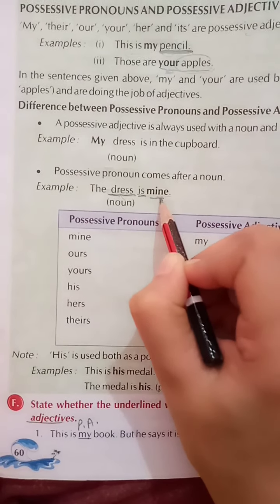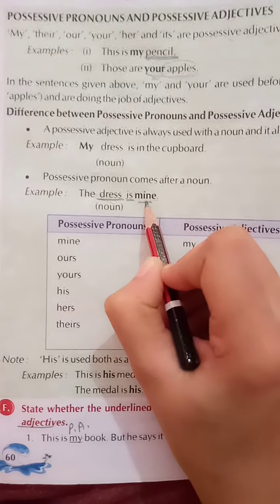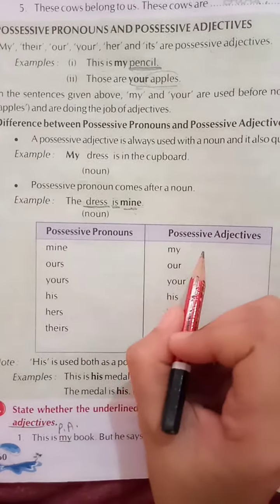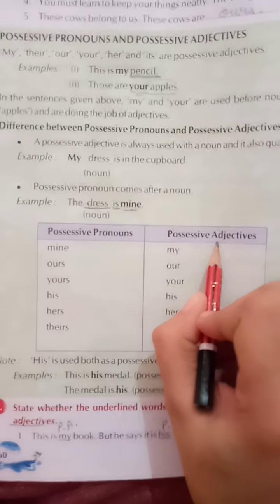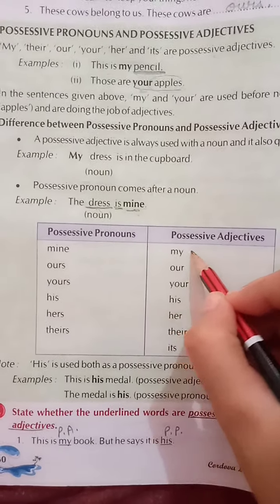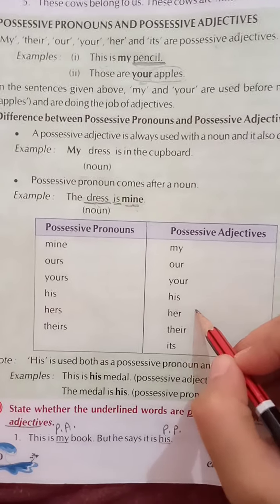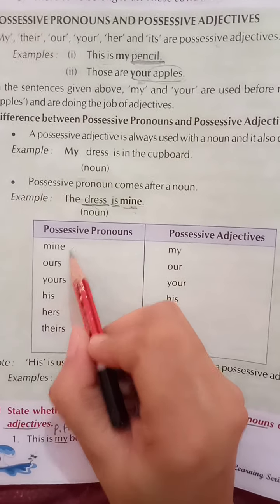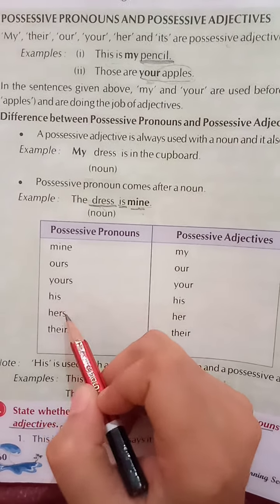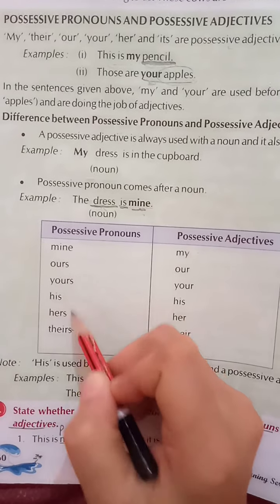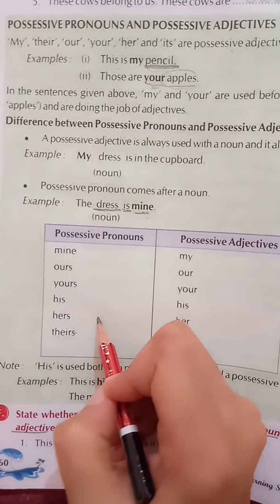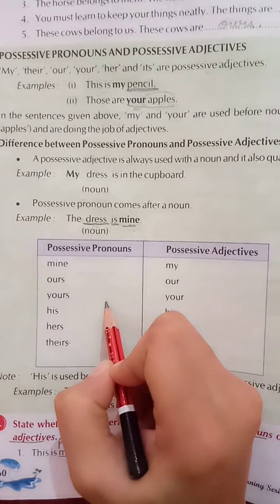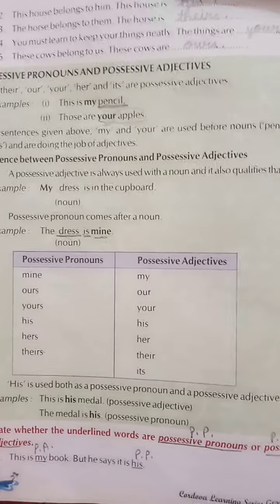So here this word mine is a possessive pronoun. These words are a little bit changed from possessive adjectives, as possessive adjectives are my, your, his, her, their, its, but possessive pronouns are mine, ours, yours, his, hers, theirs. Means s is also added and these words come at the end of the sentence. So these are possessive pronouns. I hope you have understood very well about pronouns and its types.